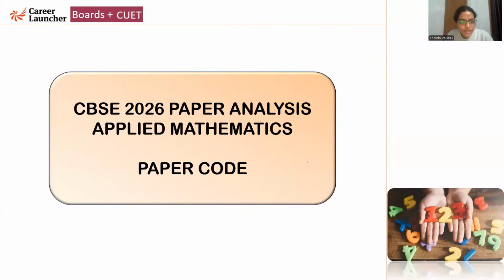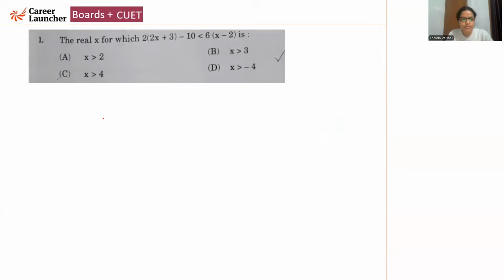Hi everyone. So today we are going to discuss the CBSE paper, especially the one which is applied mathematics, right? So let us go through all the questions. We are going to discuss the answer keys and the solutions as well in depth for all the sections: Section B, C, D, E. For all those sections, we are going to discuss the step-by-step solutions as well.